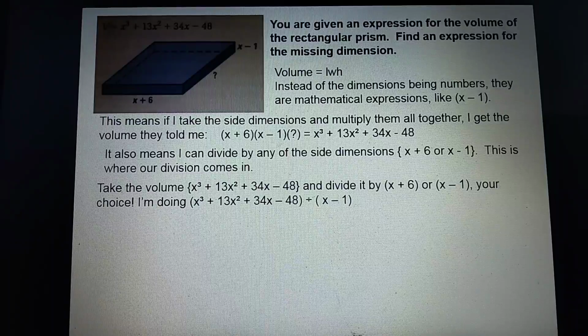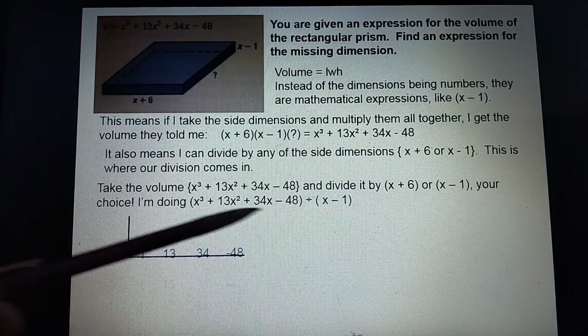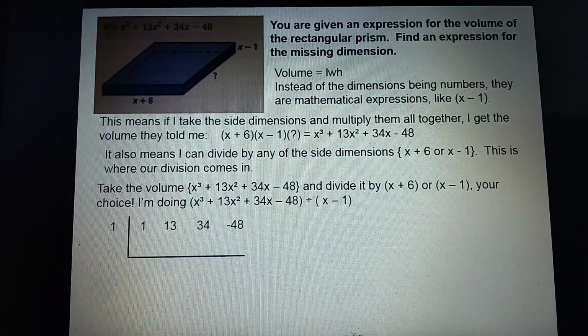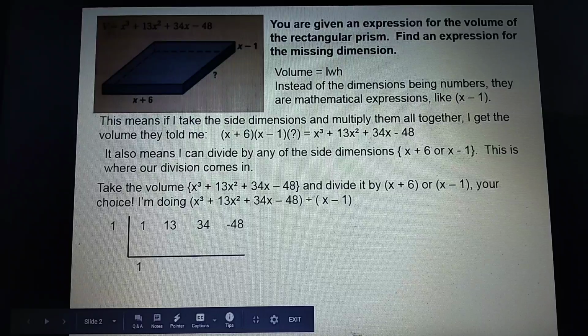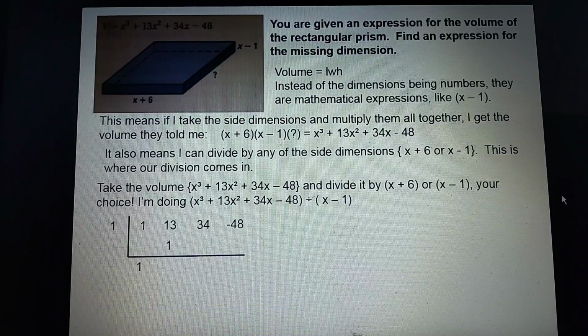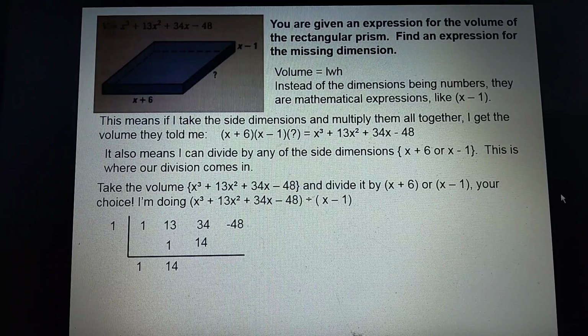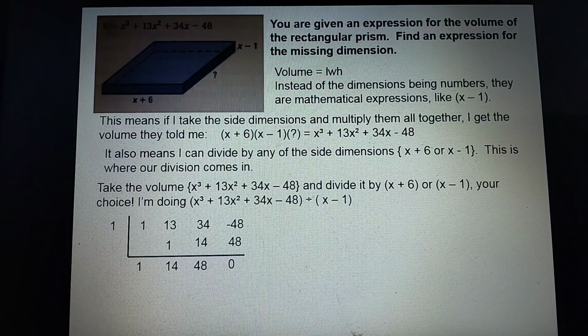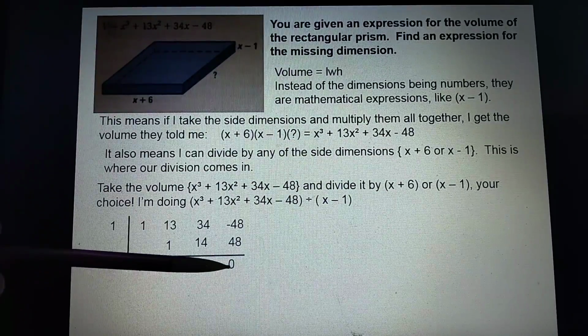So this is where I'm going to use my synthetic division. Remember, opposite sign of this and then the coefficients. So I bring down the 1. And then 1 times 1 is 1. 13 plus 1 is 14. 1 times 14 is 14. 34 plus 14 is 48. And then 1 times 48 is 48, which gives me 0. Because we're dividing by a factor, this should always be 0.